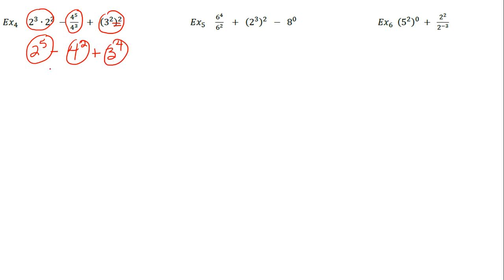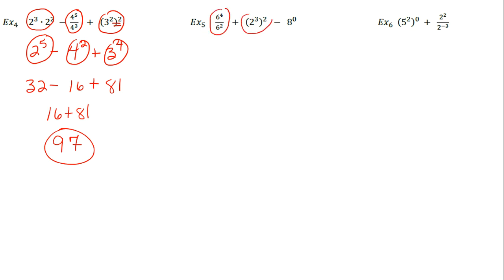I have 3 terms still. 2 to the fifth is 32. 4 squared is 16. And 3 to the fourth is 81. I'm going to subtract 32 minus 16 is 16 plus my 81. That looks like 97. Number 5, again, I'm going to circle my terms.